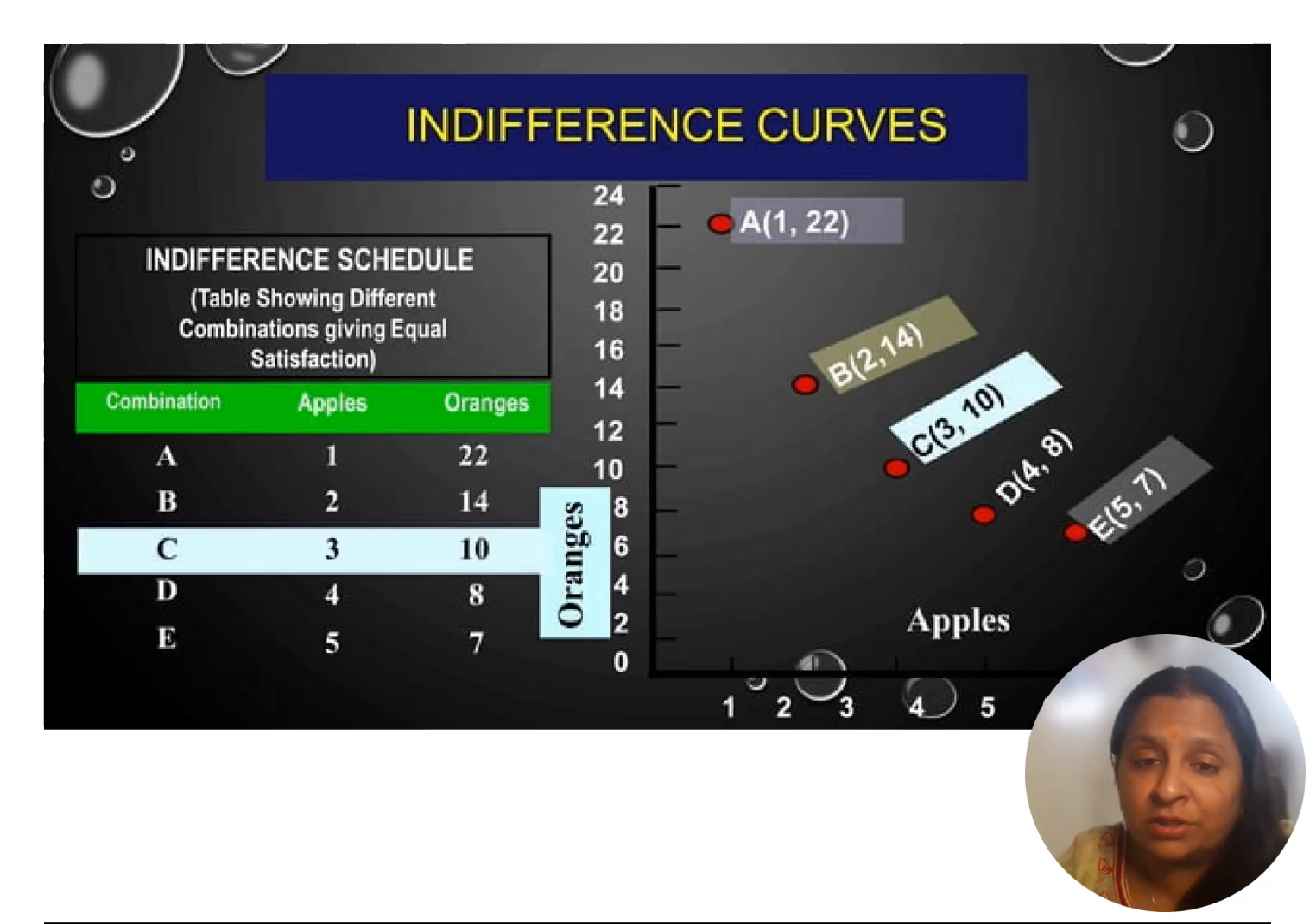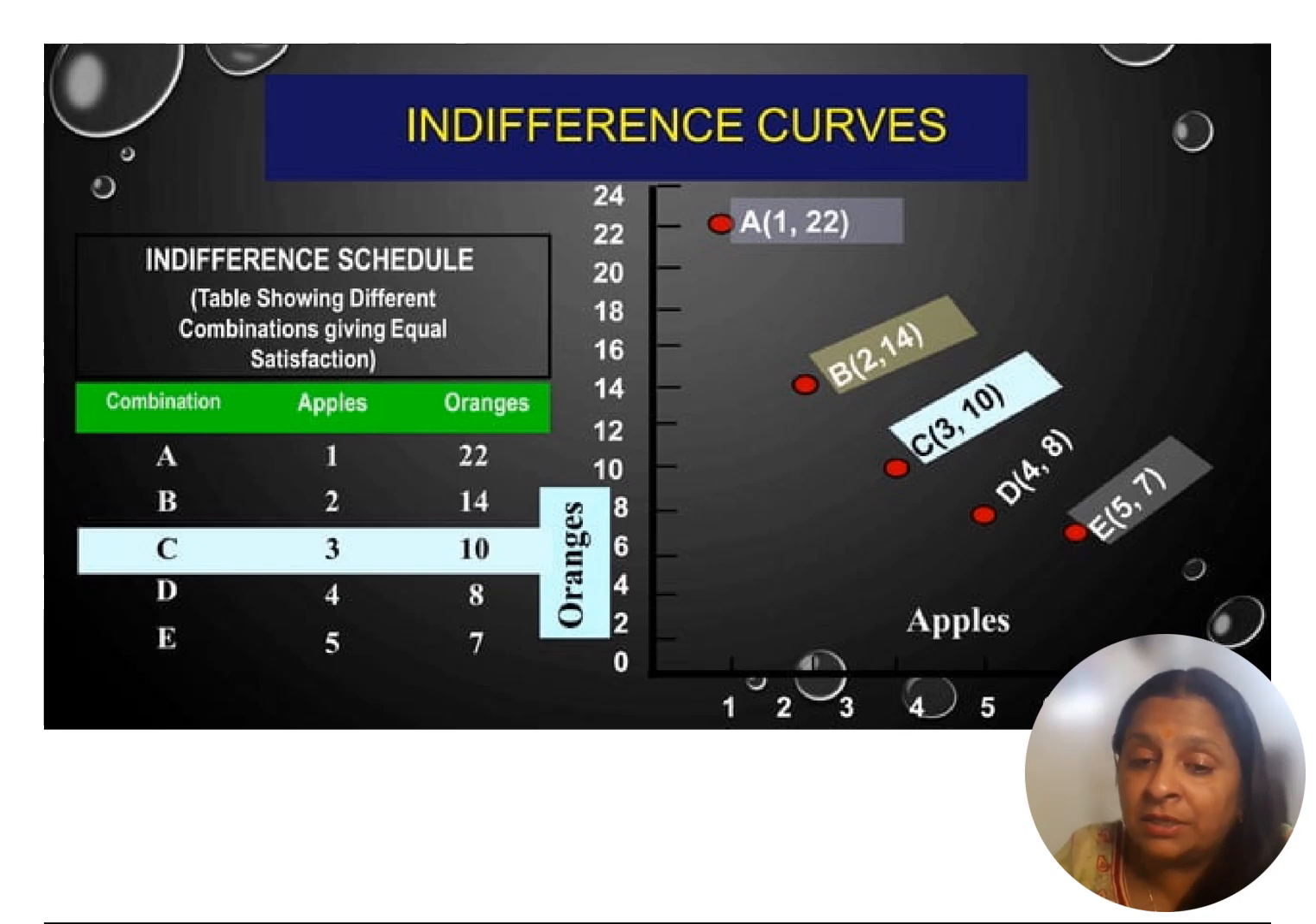And here it shows one thing: if I take the oranges on the Y-axis and apples on the X-axis, a point shows that if I consume one apple and 22 oranges, it gives me the same satisfaction. If I consume two apples and 14 oranges, that gives me the same satisfaction. And next C, D, E, these are the different combinations.